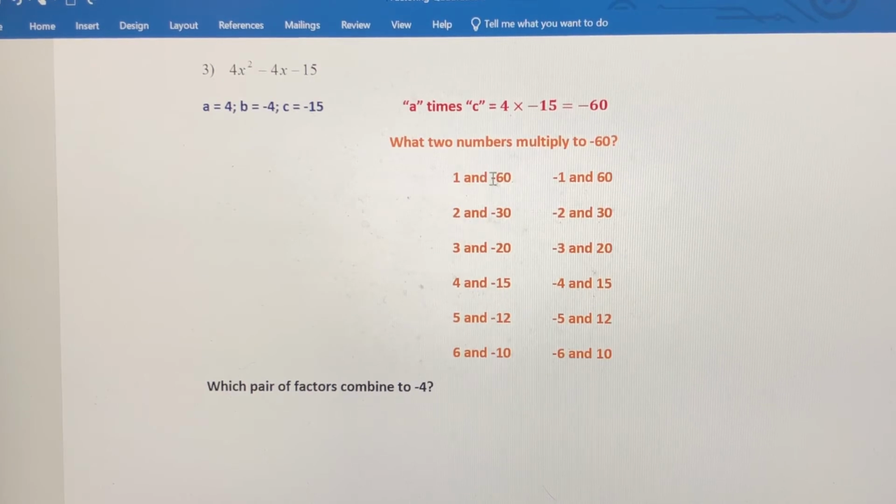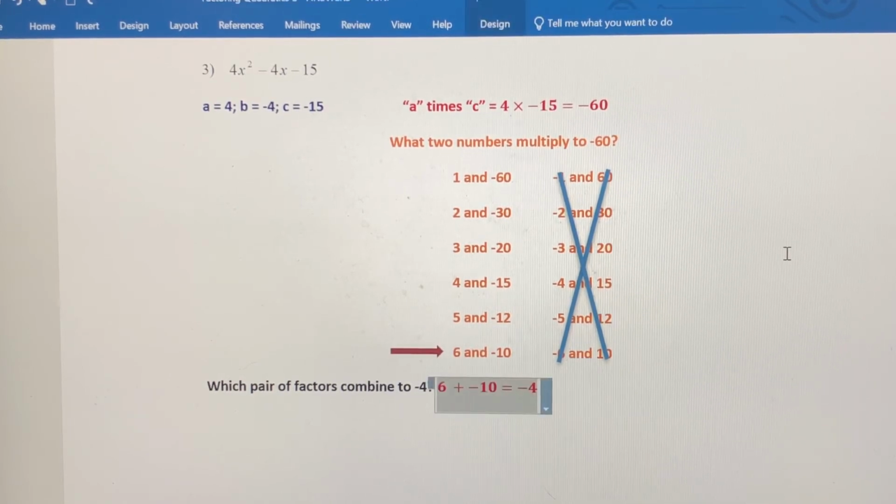Well, when you're adding signed numbers and you want to get a negative, the bigger number has to be negative. So that means I can eliminate all those pairs. I don't even have to check those, okay? So when I look down this grouping here, the only group that adds to be negative 4 is going to be 6 and negative 10. All right, so 6 plus negative 10 is negative 4.